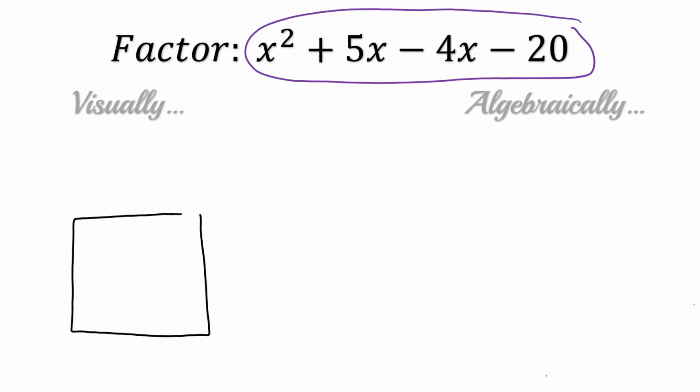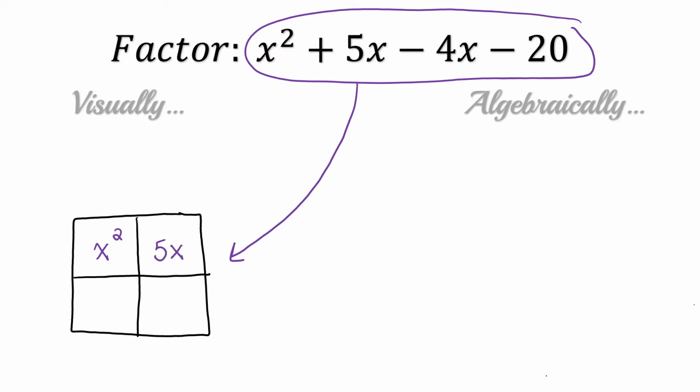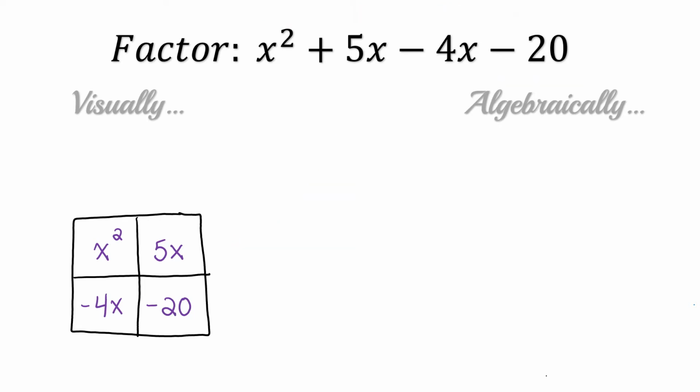We'll need to draw a box with 4 spaces for each of our 4 terms. Then we'll write our 4 terms inside each box. So we have x squared plus 5x minus 4x minus 20. Next, we want to factor the greatest common factor from each row and each column.